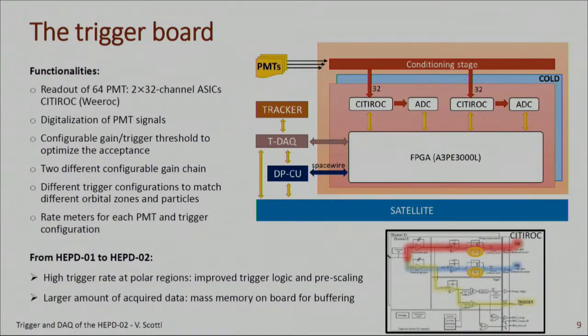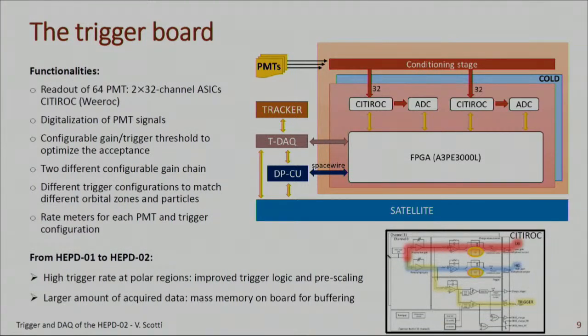The main functionalities of the trigger board are summarized in this slide. We perform the readout of all the 64 photomultipliers on the board, and we use 2 ASICs. We use the CitiRoc by Weeroc, and on the board we also do the digitalization of the signals.